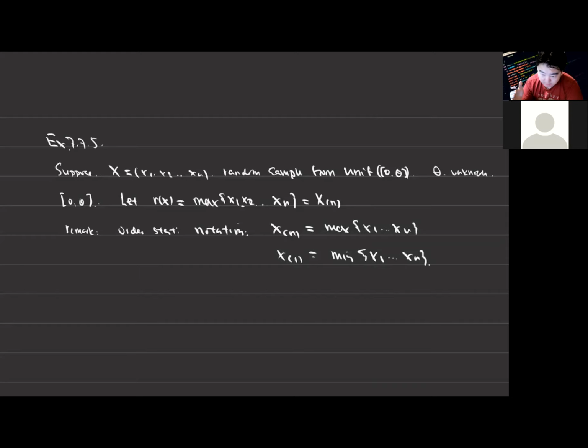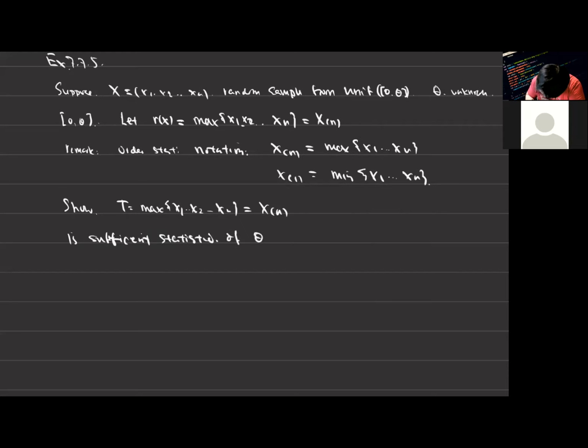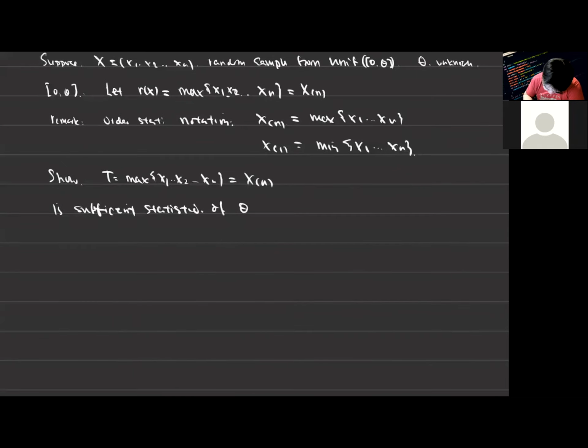So the goal is very simple. Because the question asks us to show this x order n is your sufficient statistic. So show T equals max of x1, x2 all the way to xn. I can of course write it out as: the order statistic is a sufficient statistic of theta. And the PDF, don't forget the PDF, it's a uniform.